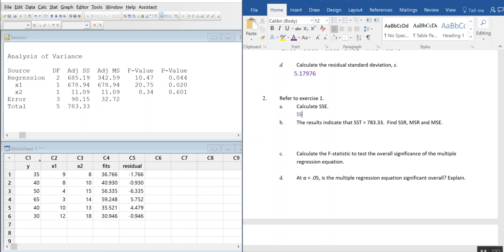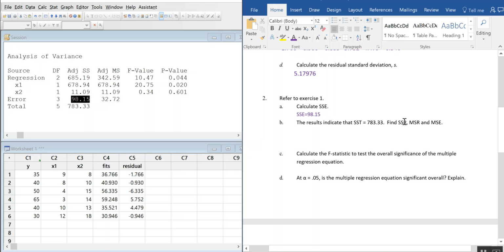We know that the sum of squares error is the one coming off the error, and that is going to be found right here. So we use the adjusted sum of squares, so we're going to be using the 98.15 off of this. You can calculate this one by hand, but we are definitely not going to be doing that. So the sum of squares error can be found again right here.